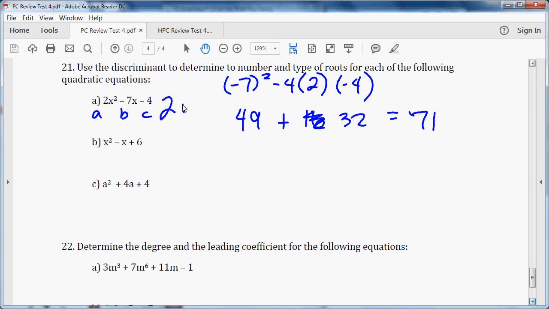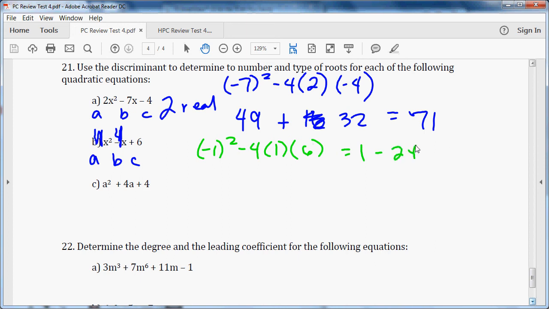For b, our a is 1, right there in front of x squared. Our b is negative 1. Sorry, it's not quite aligned right. And then our c is positive 6. So a is 1, b is negative 1, c is positive 6. I'll switch colors and make it easier to see. We'll do b squared minus 4ac, which gives us a positive 1 minus 24. That's negative 23. When we get a negative result, that tells us there are 2 imaginary roots.